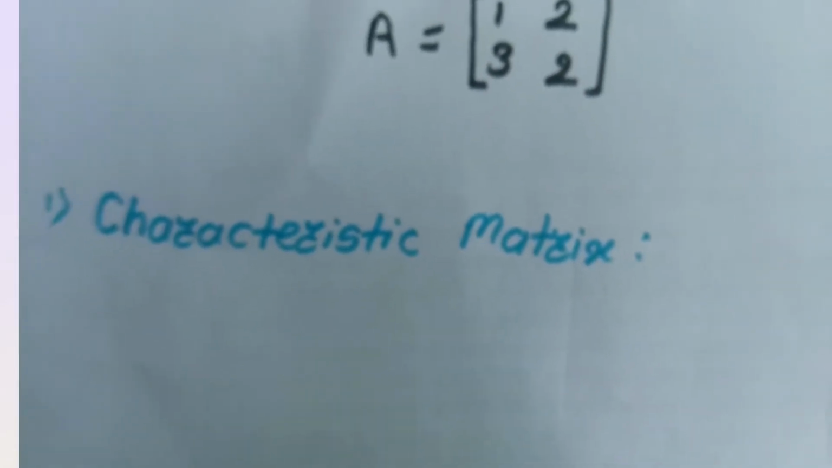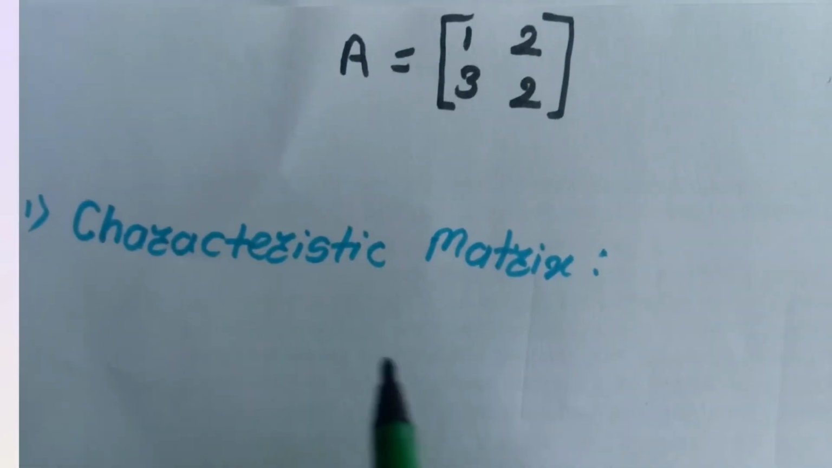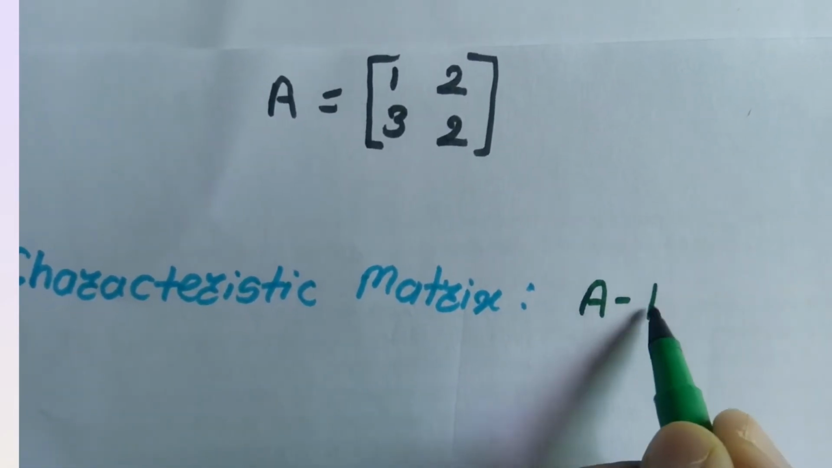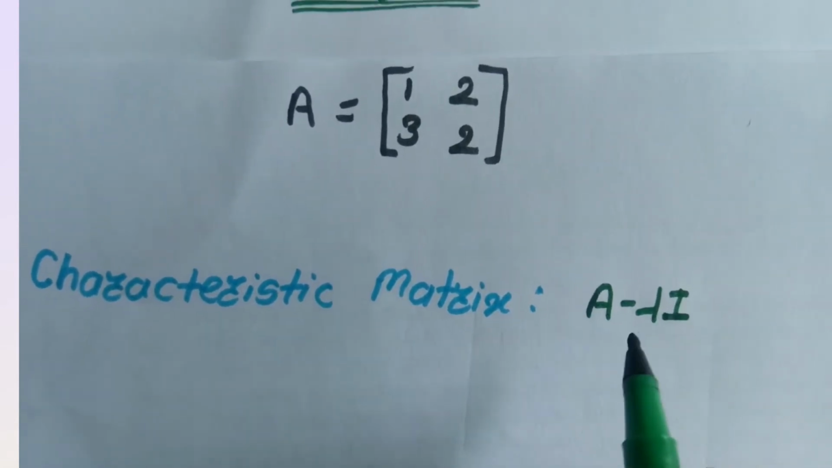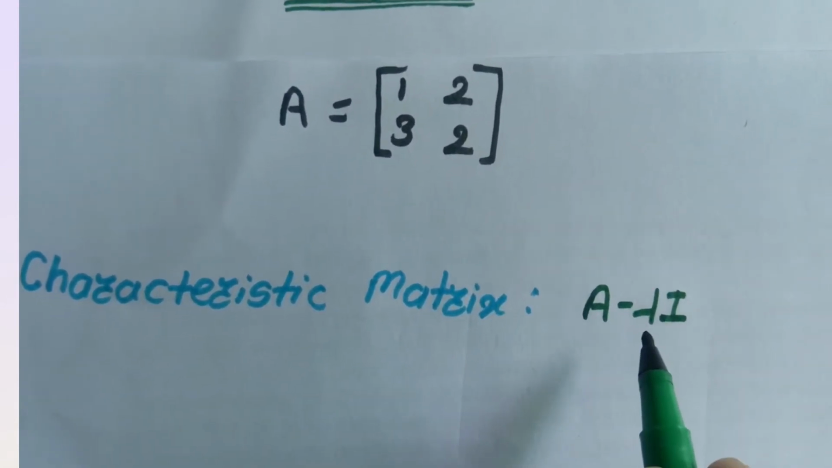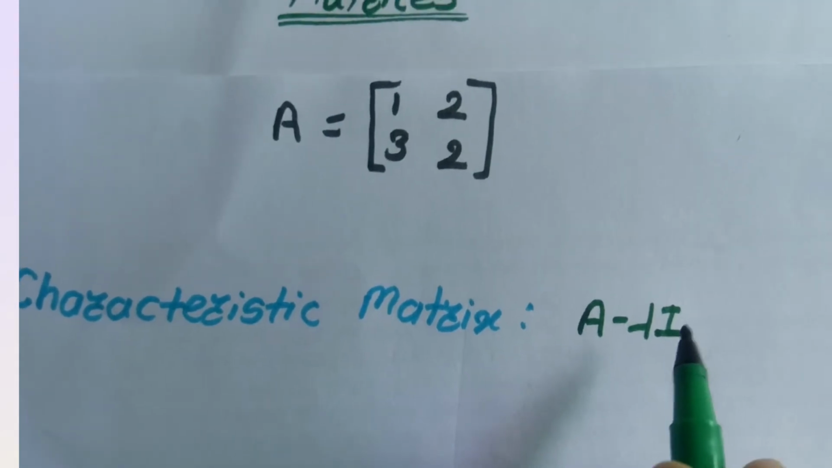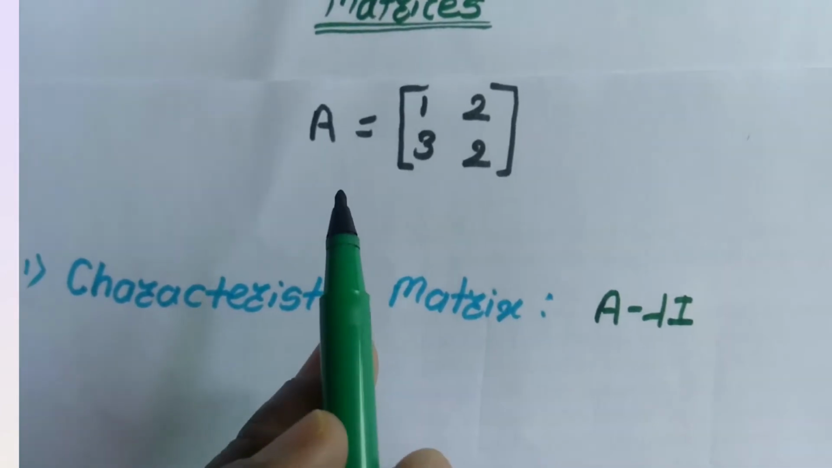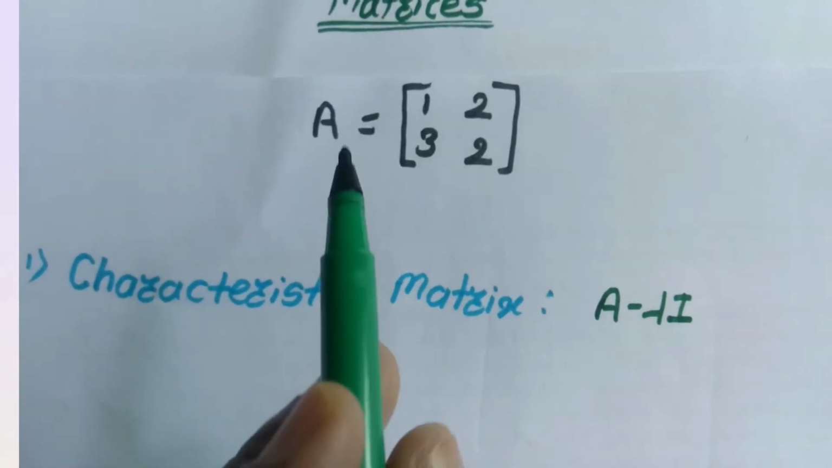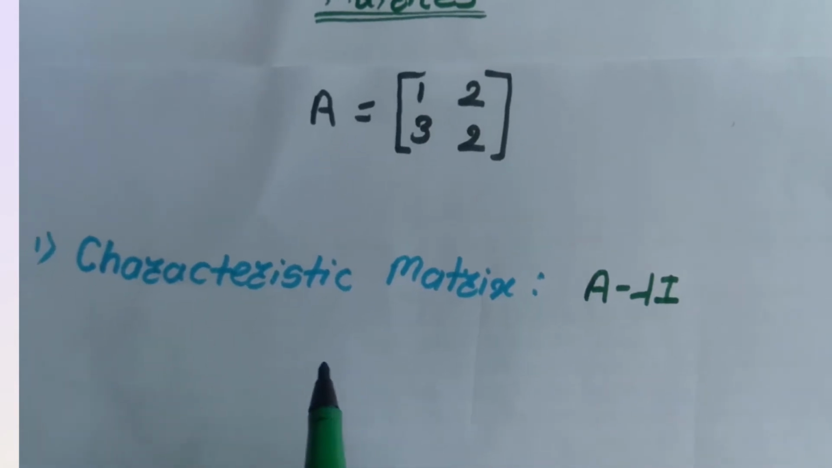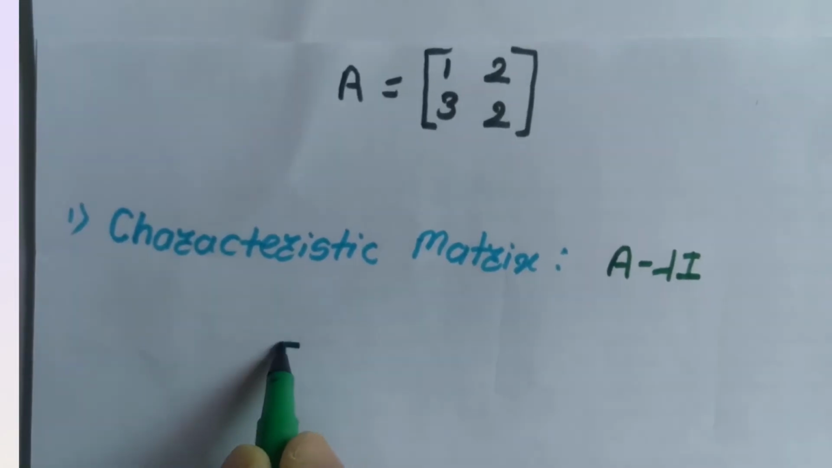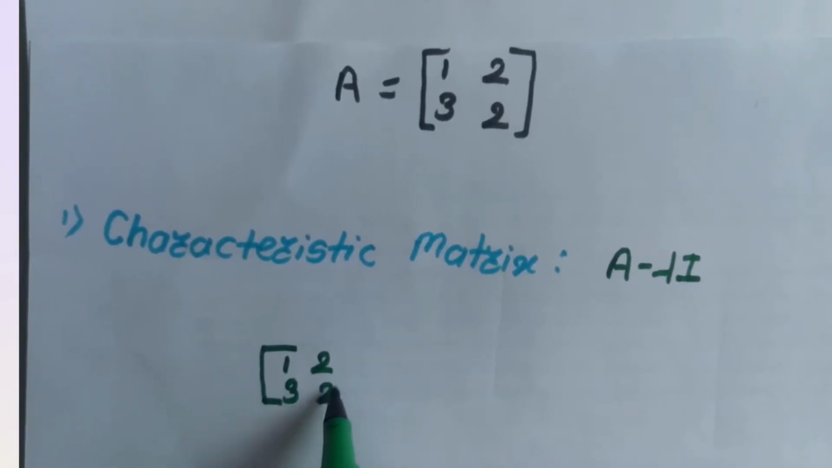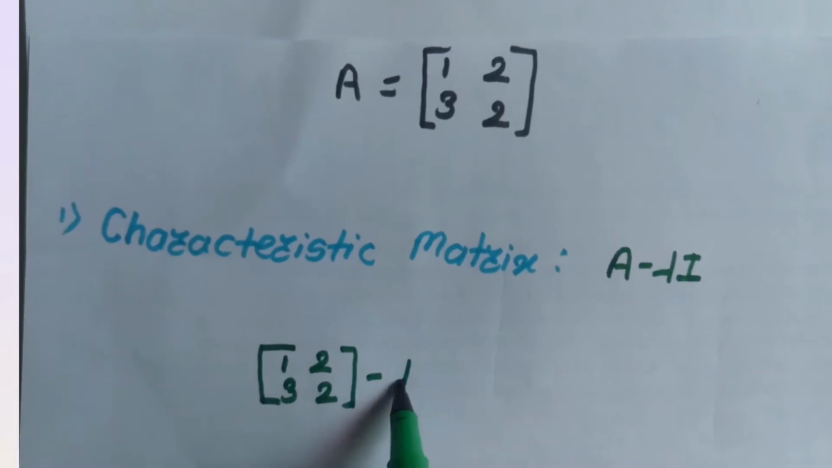The definition of the characteristic matrix is A minus lambda I. Here A is the given matrix and we are subtracting lambda I. We get a new matrix, which is called the characteristic matrix. If we find the characteristic matrix for this given matrix, what will happen? Here the matrix A is 1, 3, 2, 2 and we are subtracting lambda I.